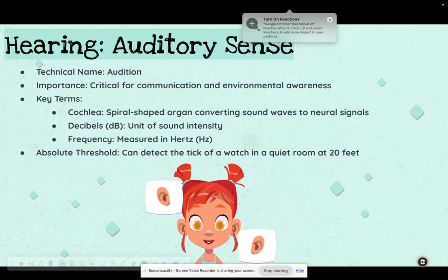Now, the absolute threshold for this is, if someone had a traditional old school watch with hands that moved around, that part of you guys can't read, you can detect the tick of a watch in a quiet room from about 20 feet away. If you don't know what 20 feet is, it's about 2 basketball hoops high. That gives you some perspective.